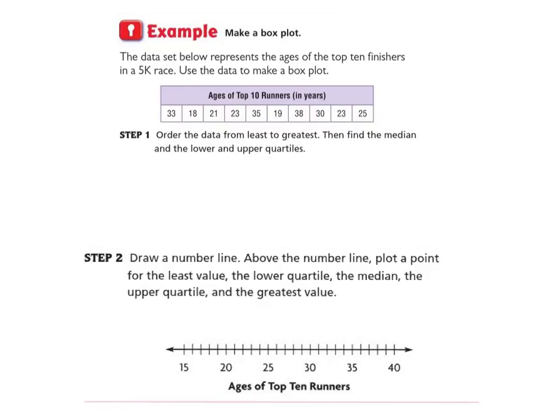Now the first thing I notice is that they're not in order. So I need to go ahead and put these 10 numbers into an order. Order the data from least to greatest. So I'm going to go ahead and do that. Looks like the youngest person was 18. I had a 19-year-old. 21.